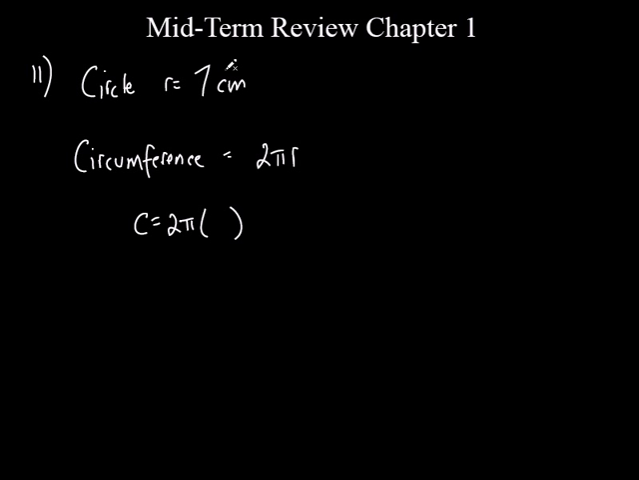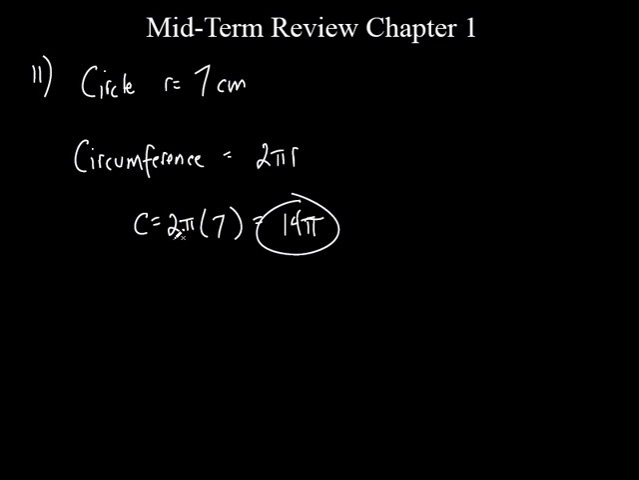So it's 2 pi r. R is 7. Now watch. It's as easy as this. It's very, very simple. 2 times 7 is 14, and it's just 14 pi. If you just want to keep it 14 pi, I'm perfectly fine with that. You don't have to multiply 14 times 3.14. You don't have to put that into a calculator.